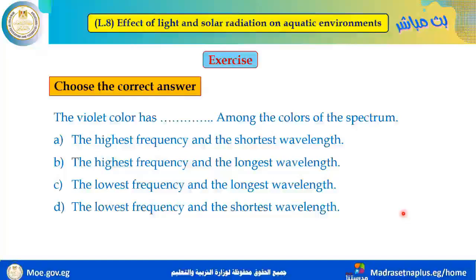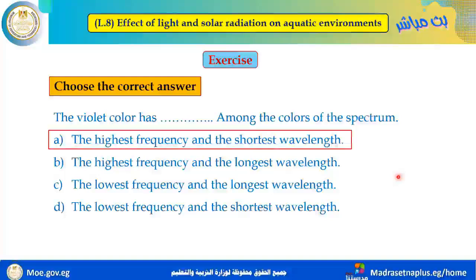The violet color has blank among the colors of the spectrum: the highest frequency and the shortest wavelength, the highest frequency and the longest wavelength, the lowest frequency and the longest wavelength, the lowest frequency and the shortest wavelength. Try to think, it is not an easy question. Good. The highest frequency and the shortest wavelength. Don't forget that, please.